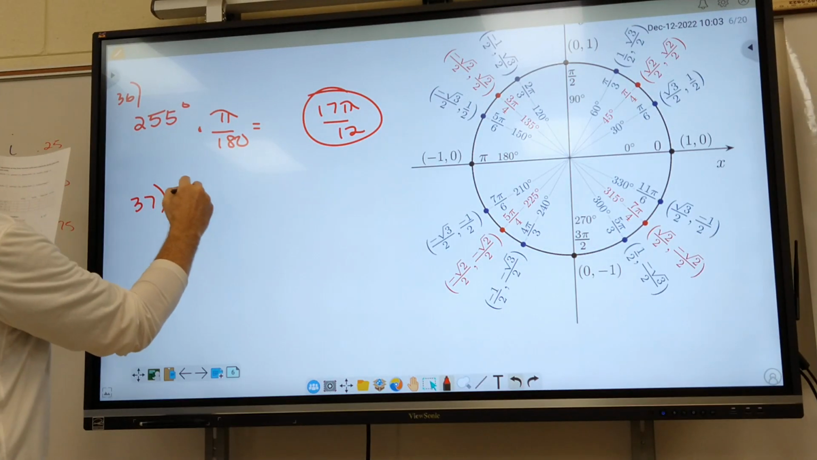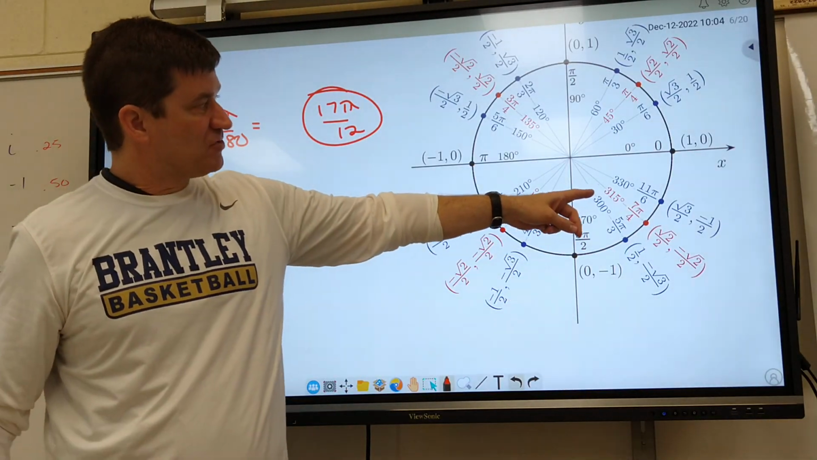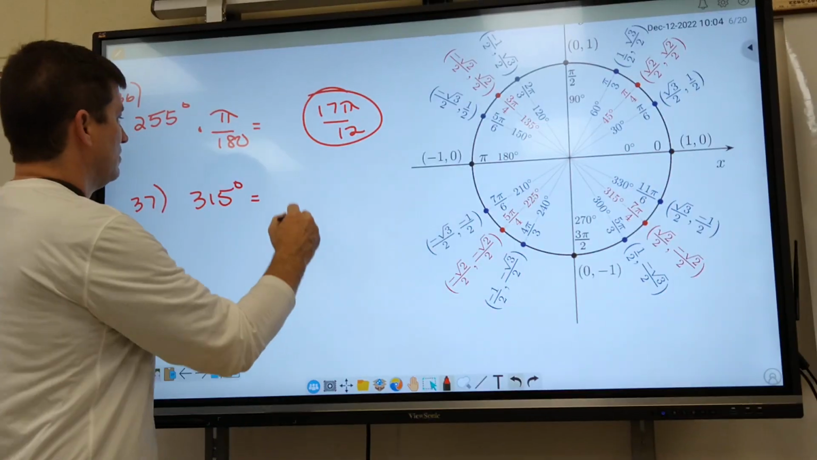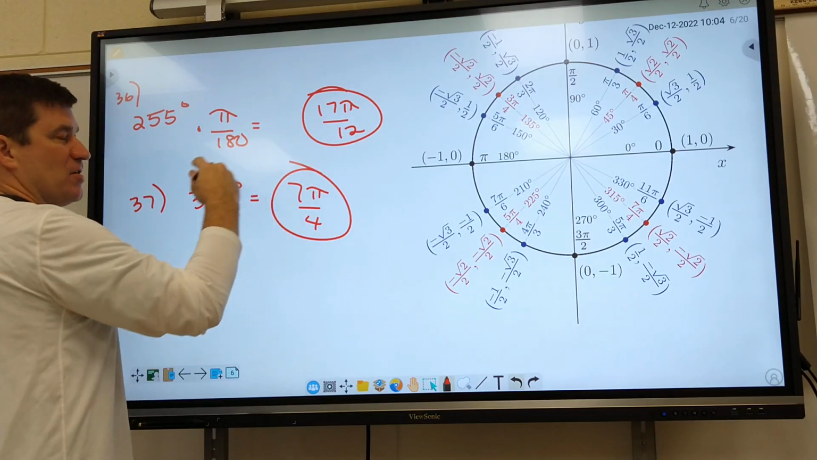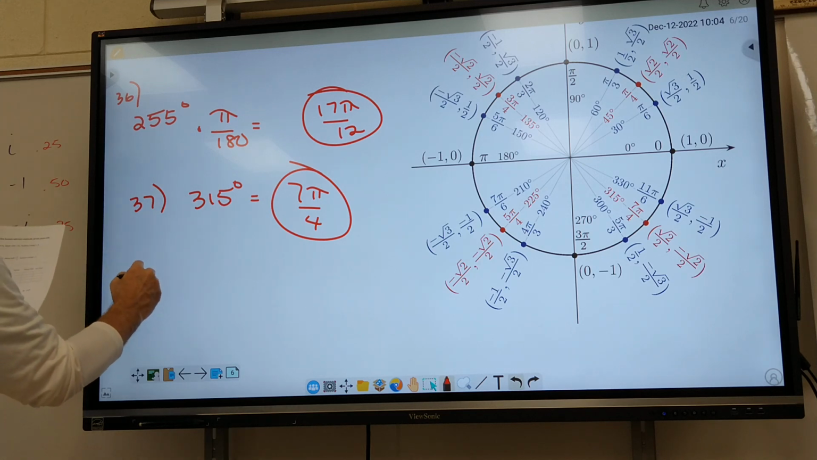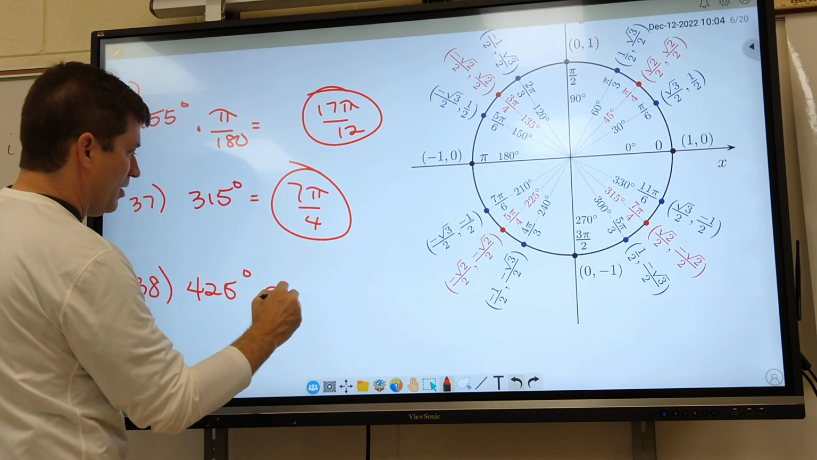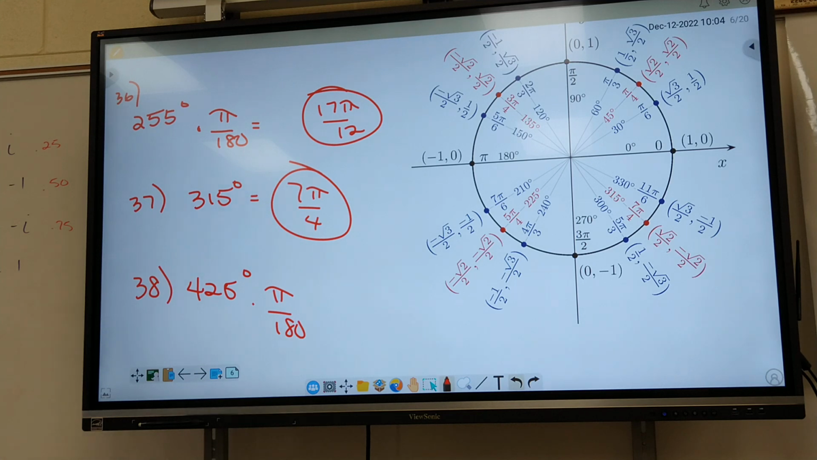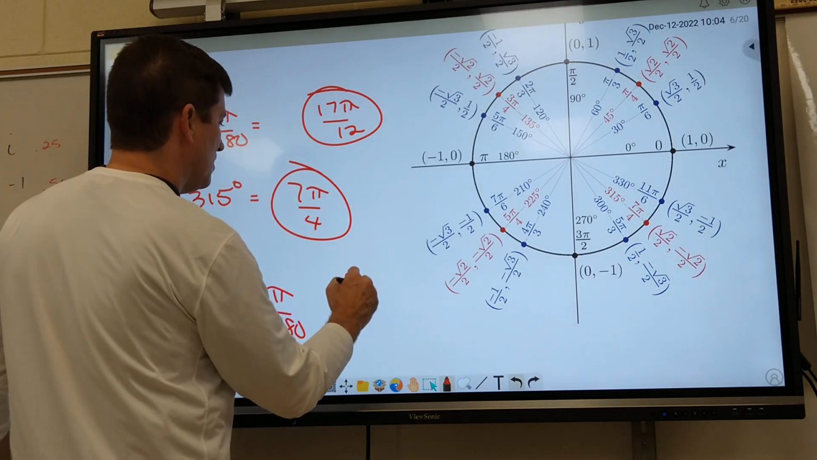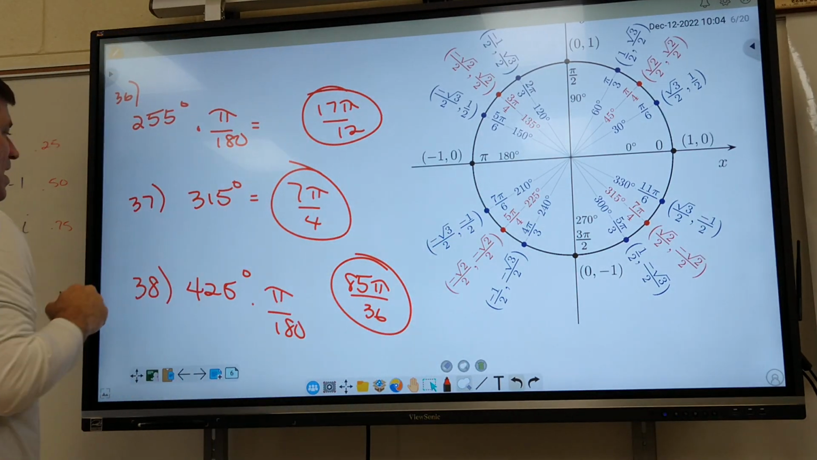All right, 37 is 315. Ernesto, this one, let's just look at the circle. 315's right here. What's my radian? 7 pi over 4. So if it's on the circle, you can just copy it off the circle. Is 425 up there? 38, I doubt 425 is on there, so what do we have to times it by? Pi over 180. 425 times pi over 180 is 85 pi over 36. So nobody's going to miss those. Those are really easy and really fast problems. All right, I can erase them.